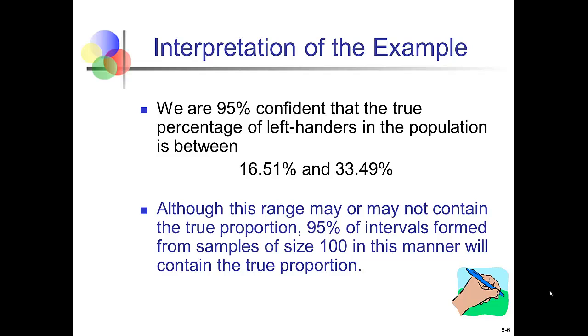So let's interpret that. We are 95% confident that the true percentage of left-handers in the population is between 16.51% and 33.49%. We know that this range may or may not contain the true population proportion, but we also know 95% of the intervals formed in this manner will contain the true population proportion. So we're fairly confident, 95% confident, that the true proportion is in between these two numbers.